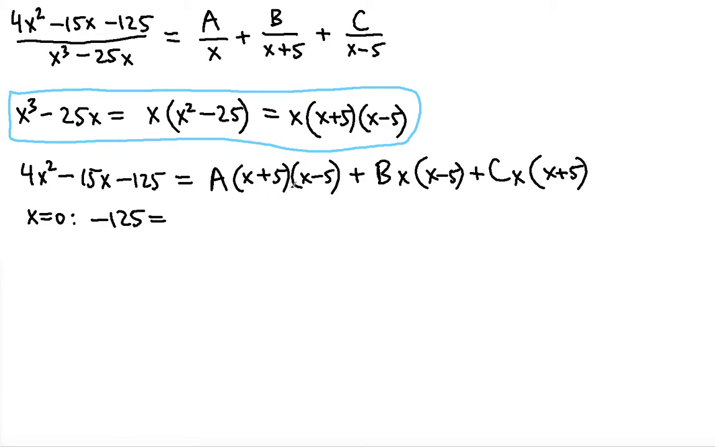x equal to 0 makes only 5 and minus 5 remain, which multiply to give you minus 25. With the a, it's minus 25a. So you see that actually solves for a immediately. Dividing both sides by negative 25 gives you the a value of 5.